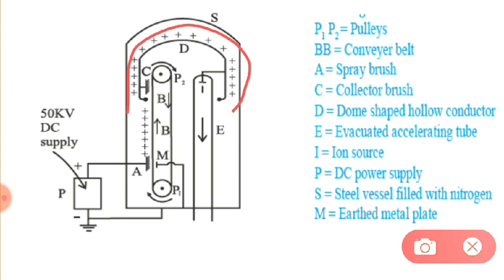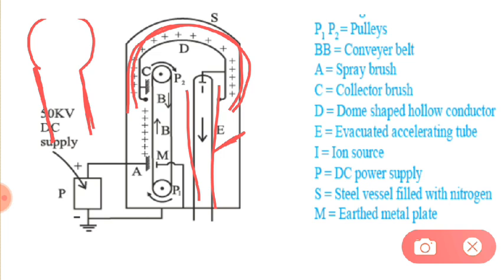This is all connected to a large conductor, which is mounted. This conductor D is mounted on insulating pillars, and even this is not shown in the diagram. It is mounted on these insulated pillars. And E is an evacuated accelerating tube. Here you can see this E is the evacuated accelerating tube, which has an electrode I at its upper part and is connected to the dome-shaped conductor.